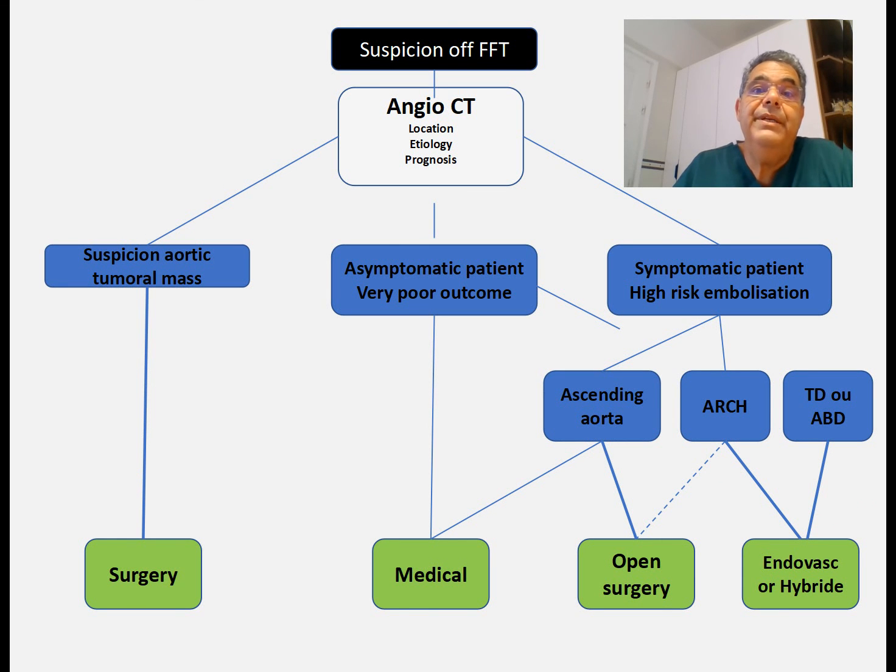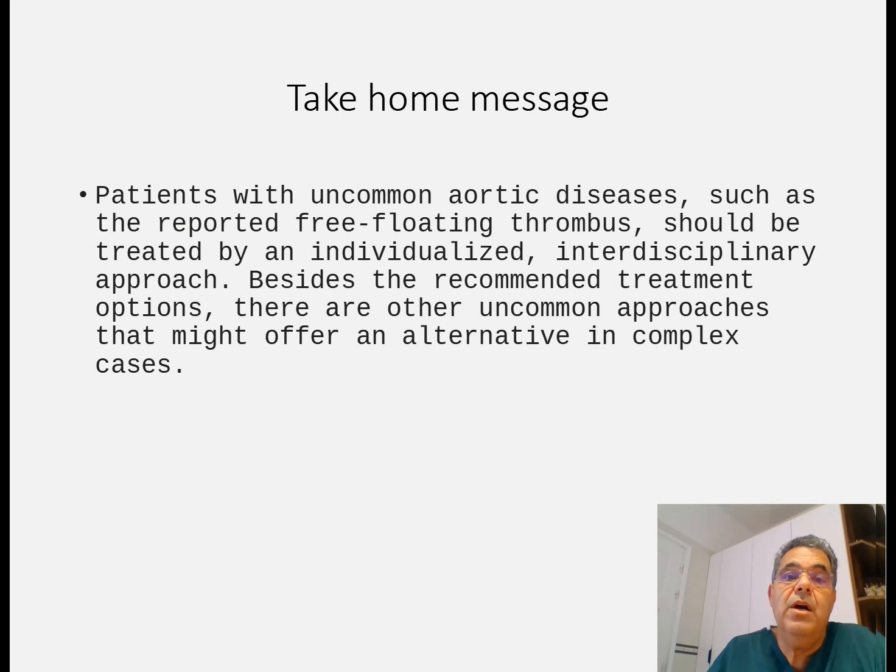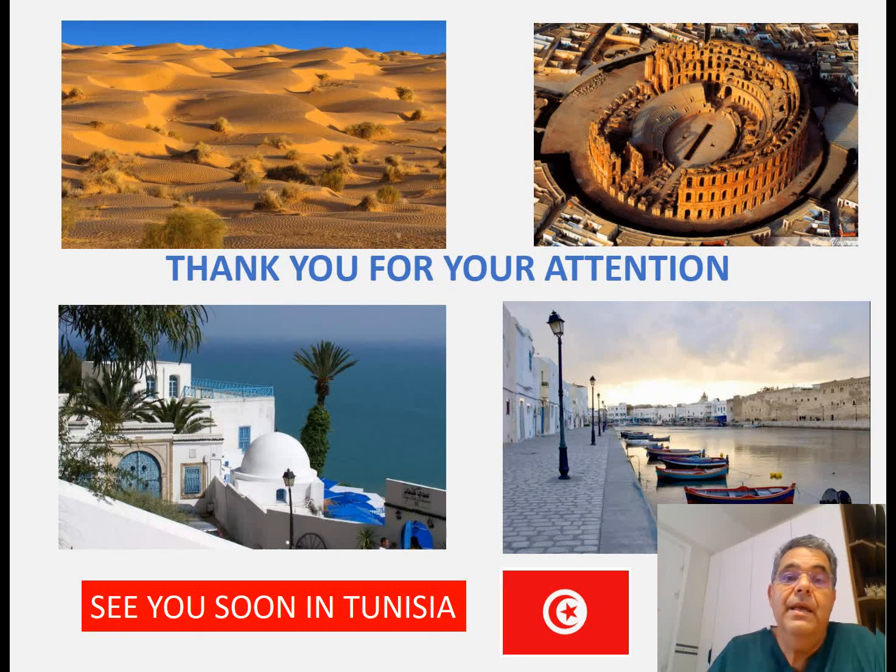We propose this algorithm to treat our patients: apart from suspected tumoral disease, and ascending aortas, always treated by open surgery, for the other cases, medical and endovascular approaches are nowadays the first option. Patients with uncommon aortic disease, such as the reported free-floating thrombus, should be treated by an individualized interdisciplinary approach. Besides the recommended treatment options, there are other uncommon approaches that might offer an alternative in complex cases, such as the vacuum procedure. Thank you for your attention.